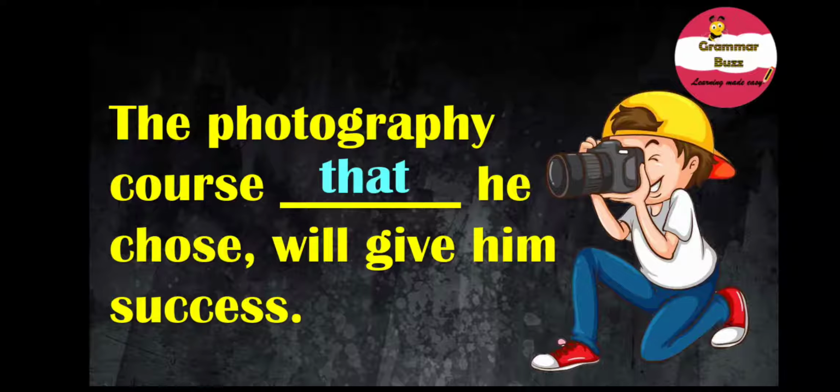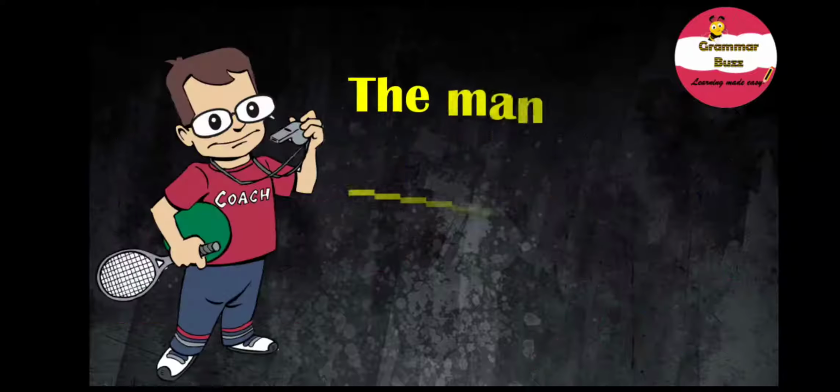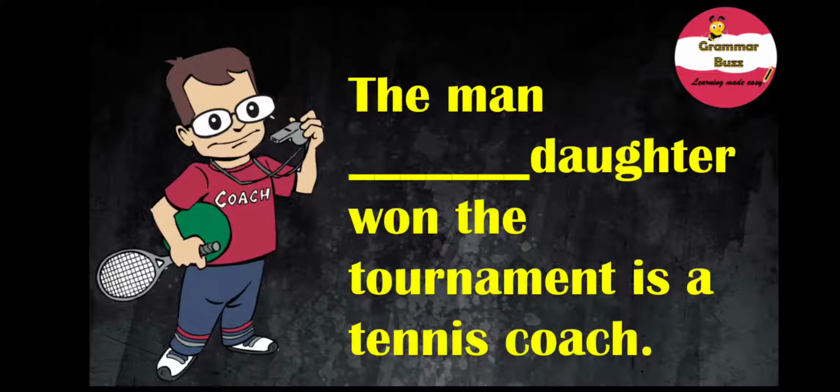You are doing quite well. And we are already nearing the end. And our next sentence is, the man dash daughter won the tournament is a tennis coach. So what about this one? What do you think? What is the relative pronoun that you would use for this sentence? And what is it? Well, you're right. It is whose. The man whose daughter won the tournament is a tennis coach.